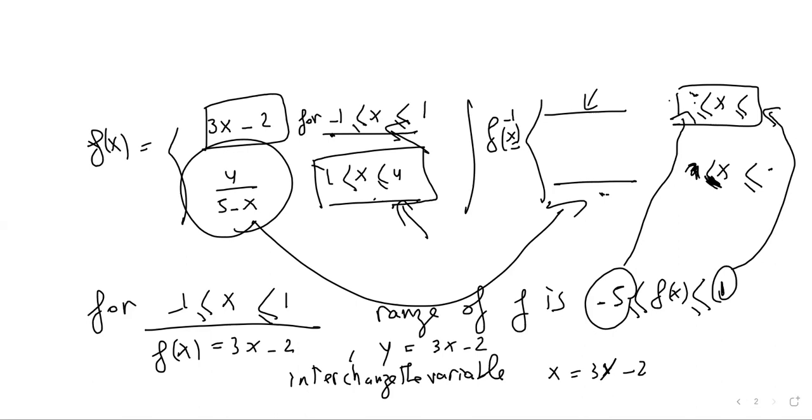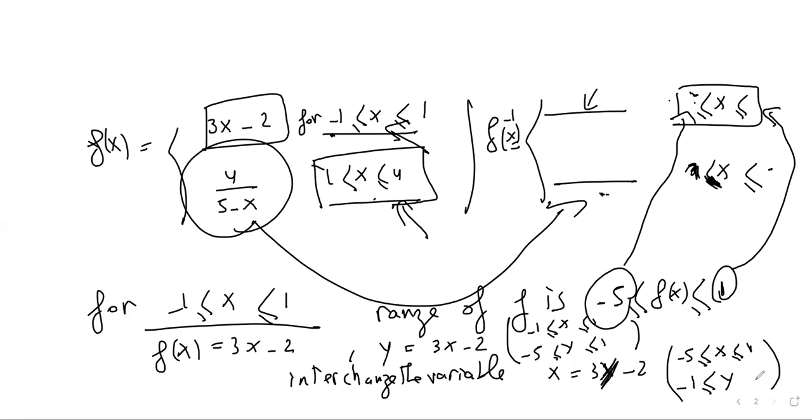Before we move on, I would like to clarify where y is and where x is. Here, I said that x is between -1 and 1, and y is between -5 and 1. But in this expression, since I interchanged the values of x and y, x will take the range of y, the place of y. So x is between -5 and 1, and y is between -1 and 1. Right? So let's carry on.